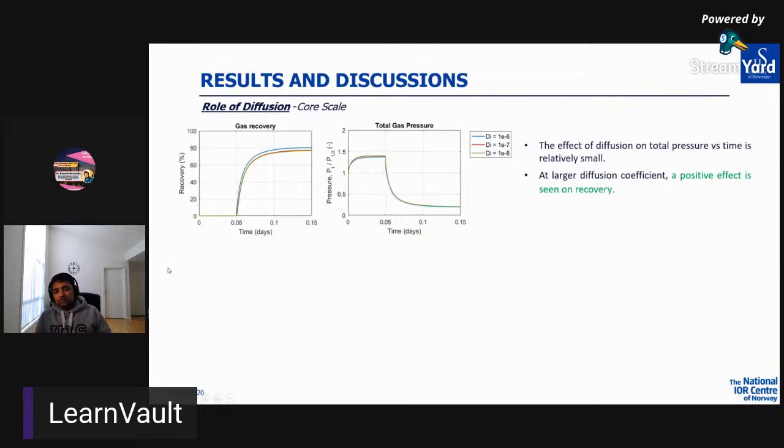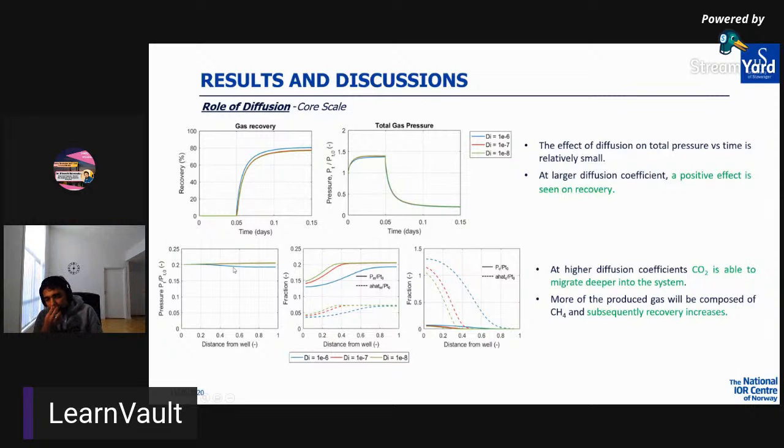Now, the role of diffusion. So this is the case. What we have done here is look at a core scale. We are just taking a core that is 7 centimeters long and 3 centimeters in thickness. We inject CO2 for 0.05 days and then let it produce. By doing this, we should be able to see the effect of diffusion. This was done at various diffusion coefficients. The plot here shows the gas recovery. We could see that when the diffusion coefficient is higher, 1e minus 6, denoted by the blue line, then you get higher recovery.